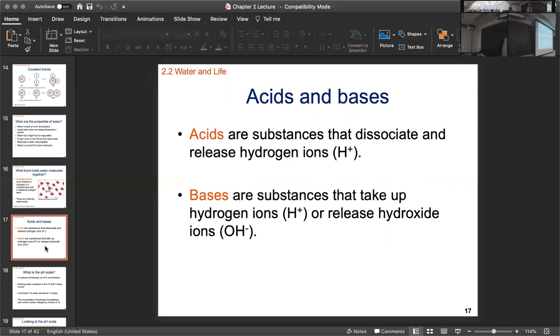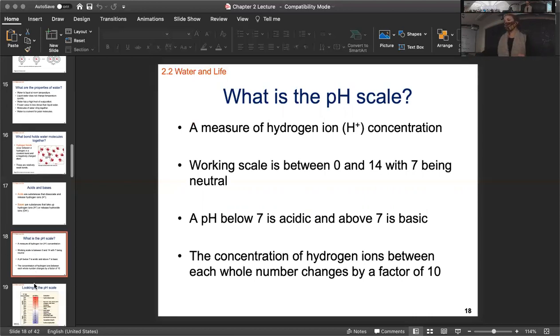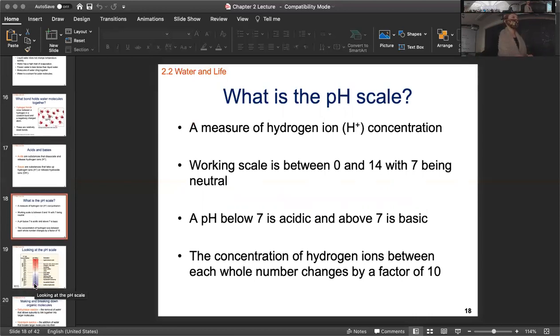And I'll tell you what we're talking about here. We're talking about the pH scale. It's a measure of the concentration of hydrogen ions, or essentially how much hydrogen ions do we have. It's a working scale between 0 and 14, with 7 being neutral. Okay, so about halfway through 14 is 7. From 0 to like 6.9, stuff is going to be kind of acidic, positively charged.